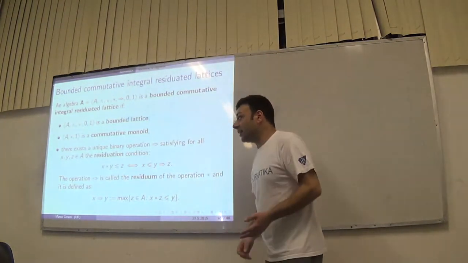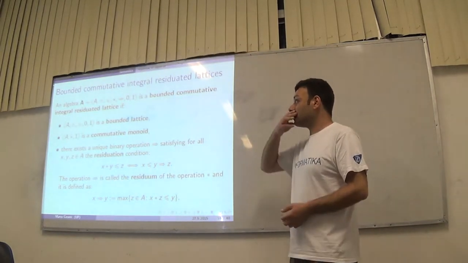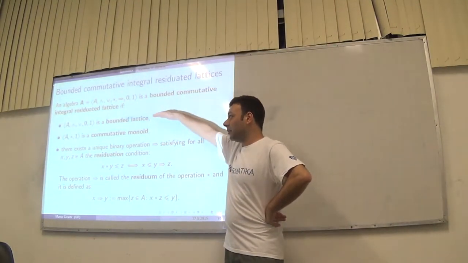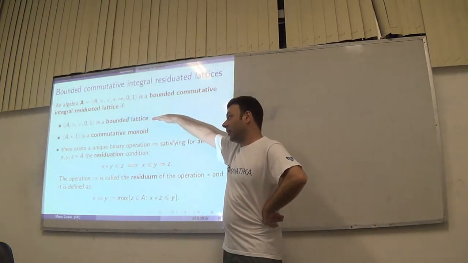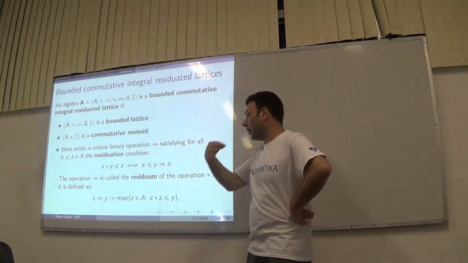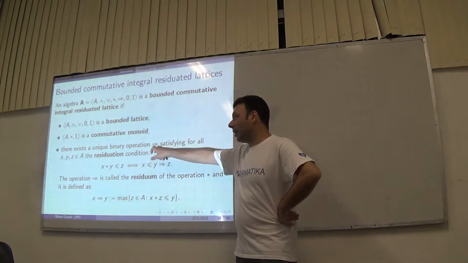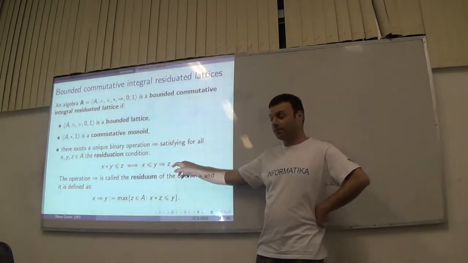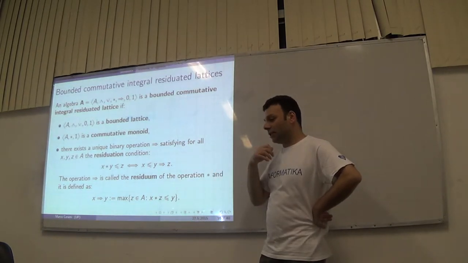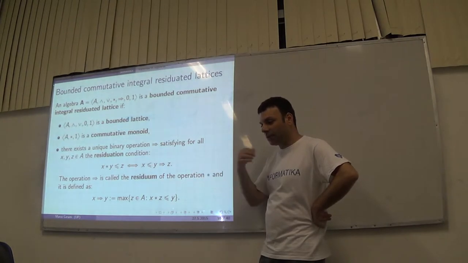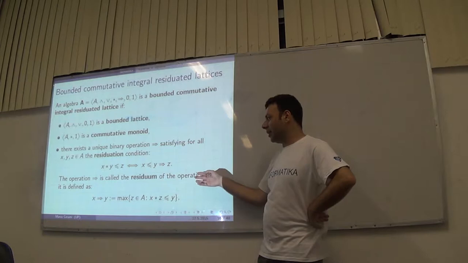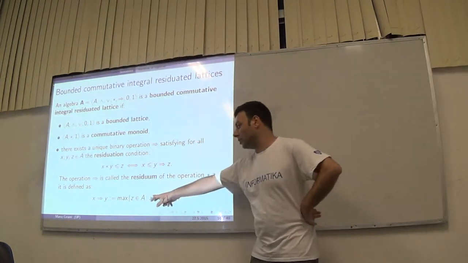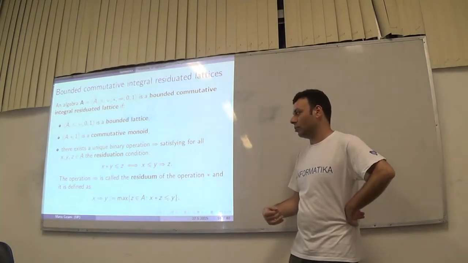So, which are the algebras that we are considering? We consider, first of all, the algebras that are bounded commutative integral residuated lattices. That is, a bounded residuated lattice, a part that is a bounded lattice, a part that is a commutative monoid, and an operation defined according to the monoid that respects the residuation condition. According to this residuation, in all the classes of algebras that we are considering, it is possible to define an operation that is called the residuum, that is the maximum of all these values that just respect the residuation condition.